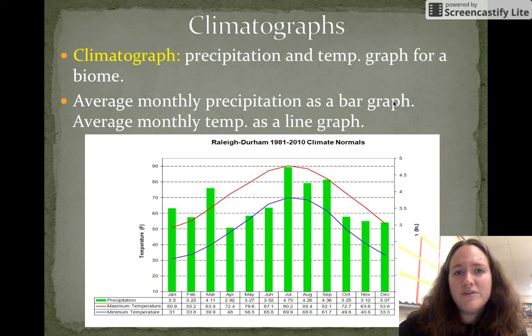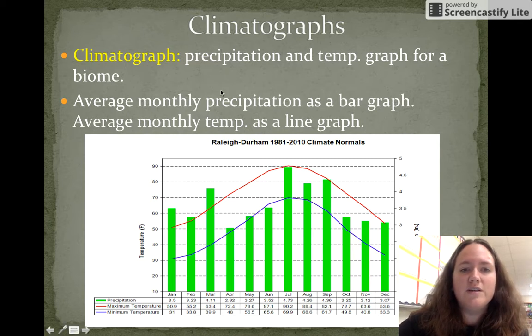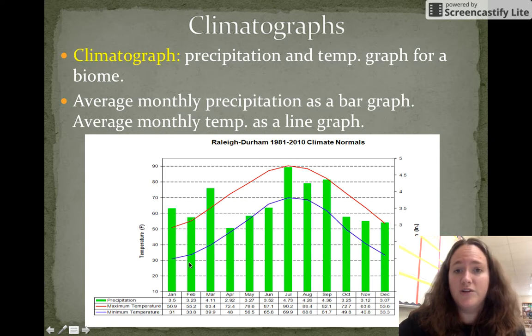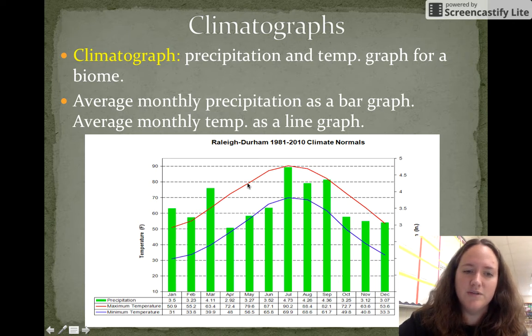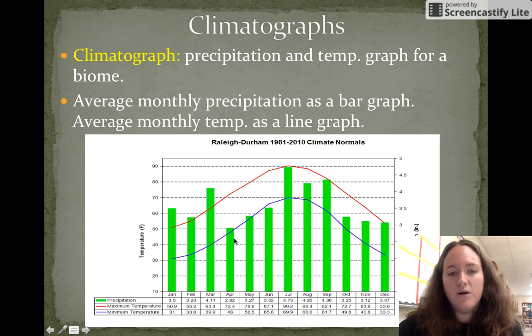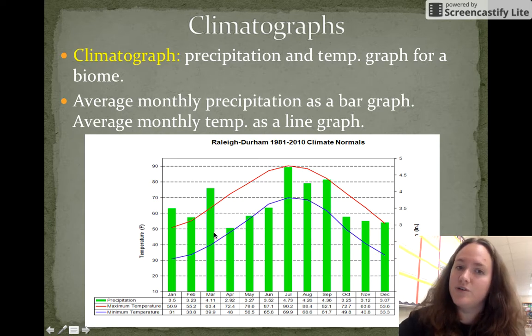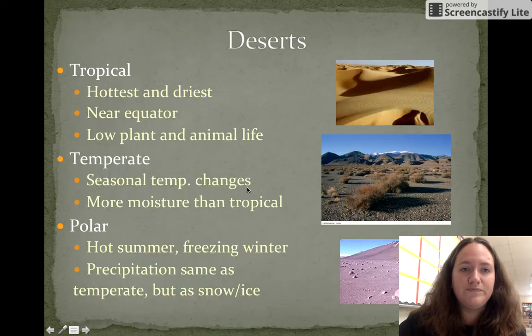A climatograph is simply something where we're looking at temperature and precipitation for a different biome. We will do some of these in class, and you'll manipulate and work with some of these. So you'll see that the average monthly precipitation is the bar graph down here. This is for Raleigh-Durham. And then the temperature is going to be the line going across. So this red line right here is going to be the maximum temperatures. The blue line is going to be the lower minimum. So that will be like our winter temperatures. So we'll be able to look at and analyze these different graphs.